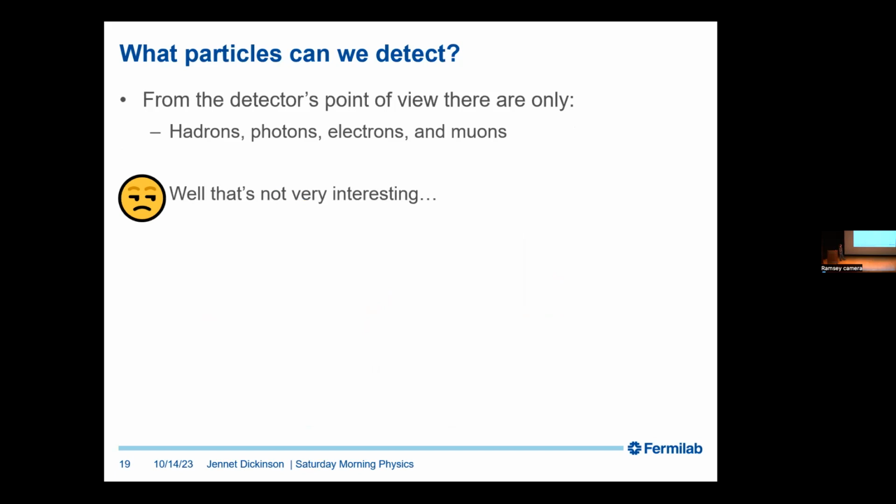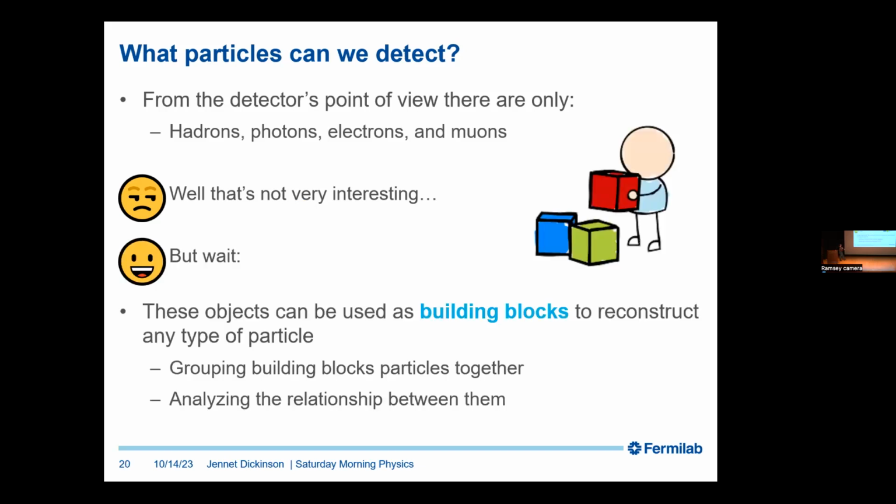Okay, so from the point of view of the detector, the stuff that you see in the detector is hadrons, photons, electrons, and muons. So that's a pretty short list, right? Everything else either decays partway through the detector or decays before it even reaches the detector. So that's a very short list, but we can use these as building blocks to reconstruct any type of particle. So we do this by grouping the different building block particles together and analyzing the relationship between them.